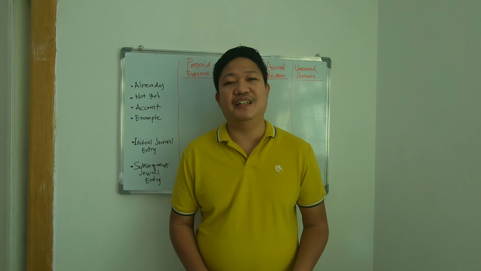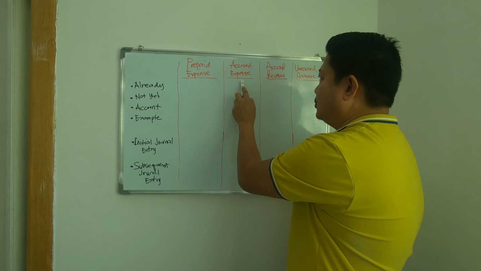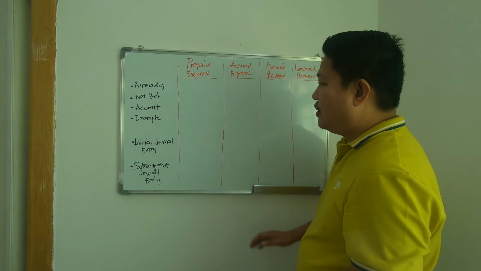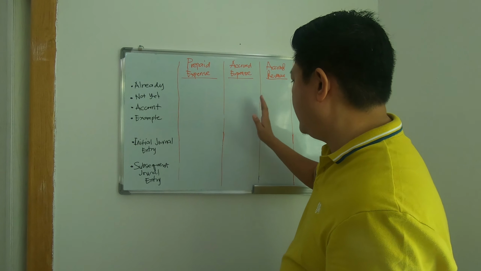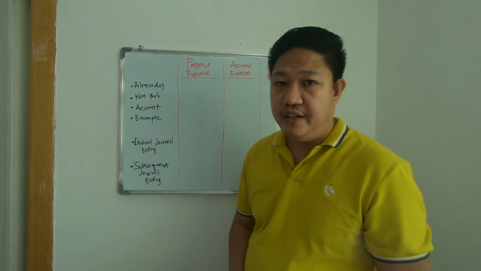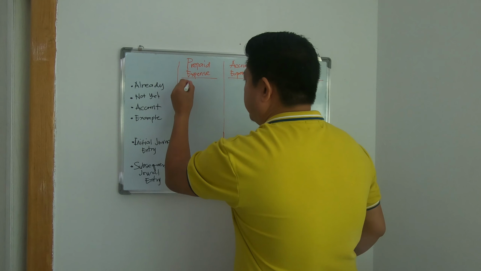This is me again, Arnel, and today we will discuss prepaid expenses, accrued expenses, accrued revenue, and unearned revenue. So I set this table for you to realize what the differences of these four accounts are. Okay? Prepaid expenses are those expenses already paid.